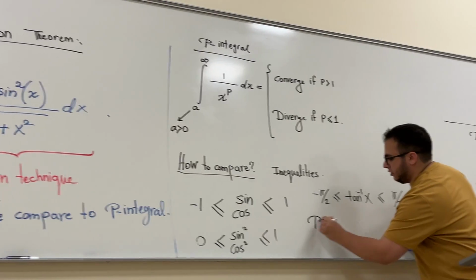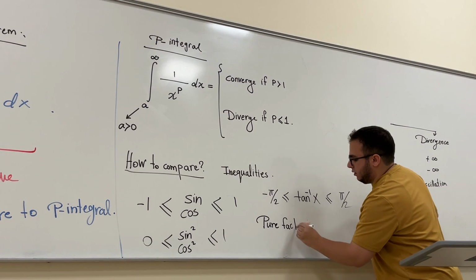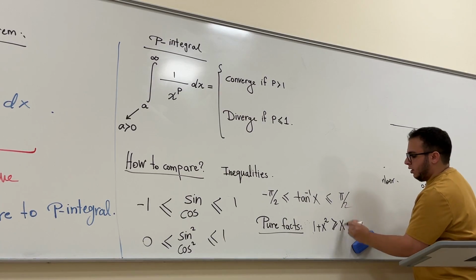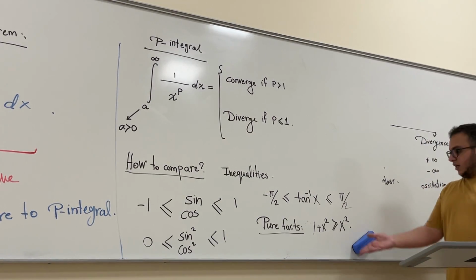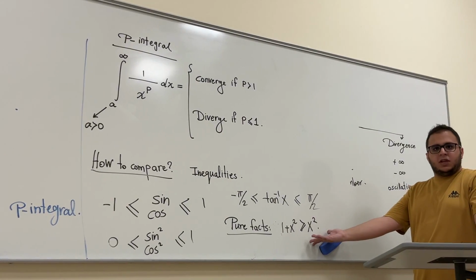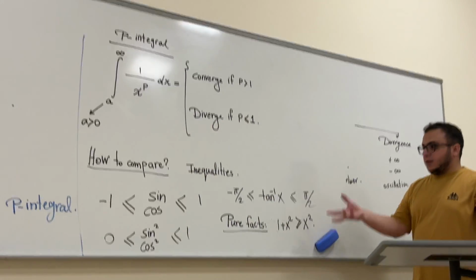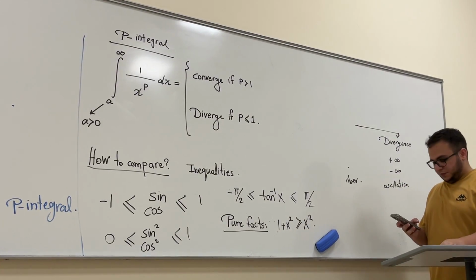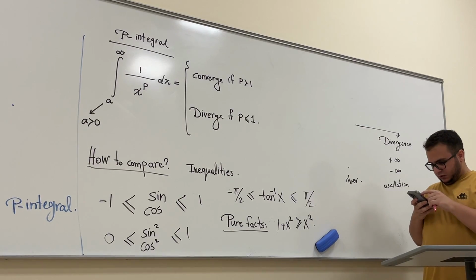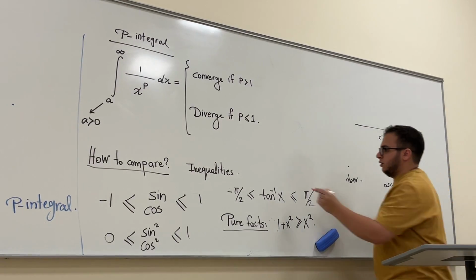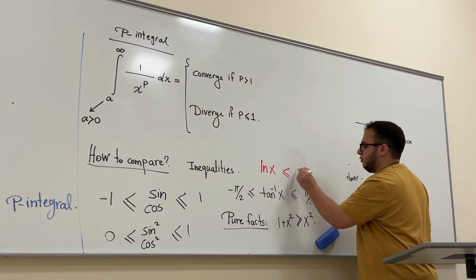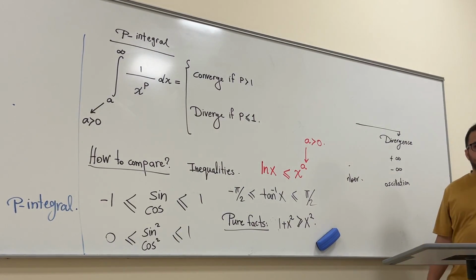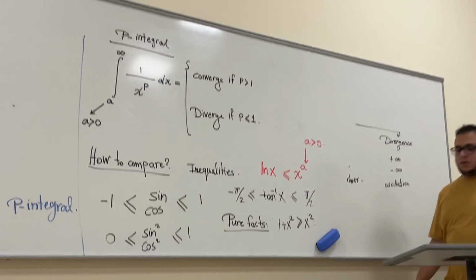What does that mean? Pure facts, based on logic, nothing else. It's like saying 1 plus x squared is larger than or equal to x squared. Isn't that a fact? I came and told you this. It's a true statement. So these are the tools that we need to solve these kinds of integrations. So let's do examples. There's also one more: ln x is less than or equal to x to the power a, where a is any number larger than 0 of your choice. Anything is fine, usually we use 1.